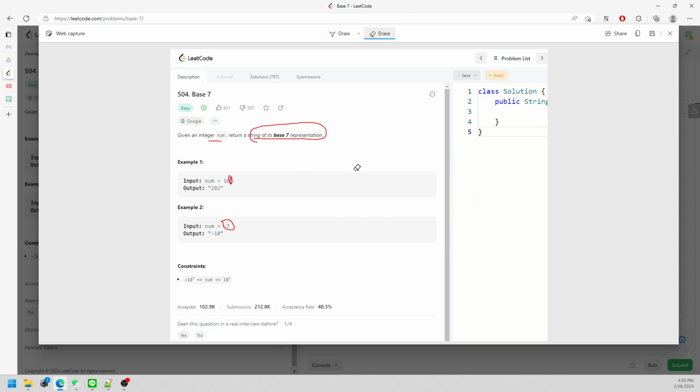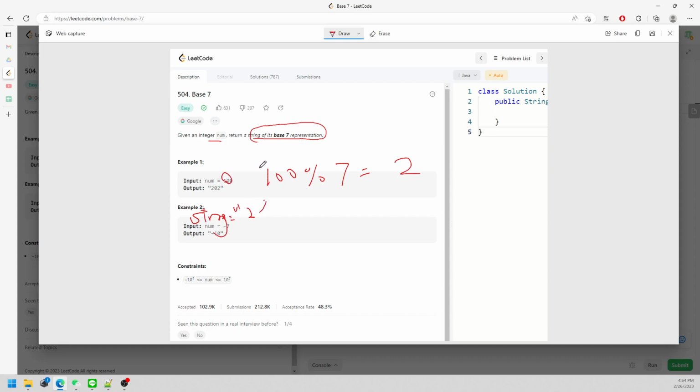So 100. If I'm correct, I'm just going to traverse. 100 mod by 7 is equal to 2, right? Am I right? Yes. So in the beginning I will get 2, so I will add the value. Right now I'm in string format, so I'm adding the 2 in the beginning. But I still have 14 left, right?